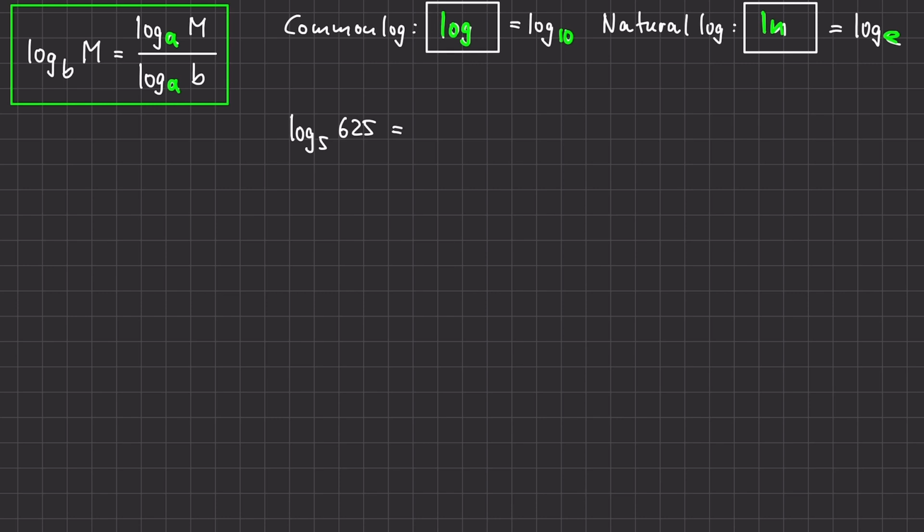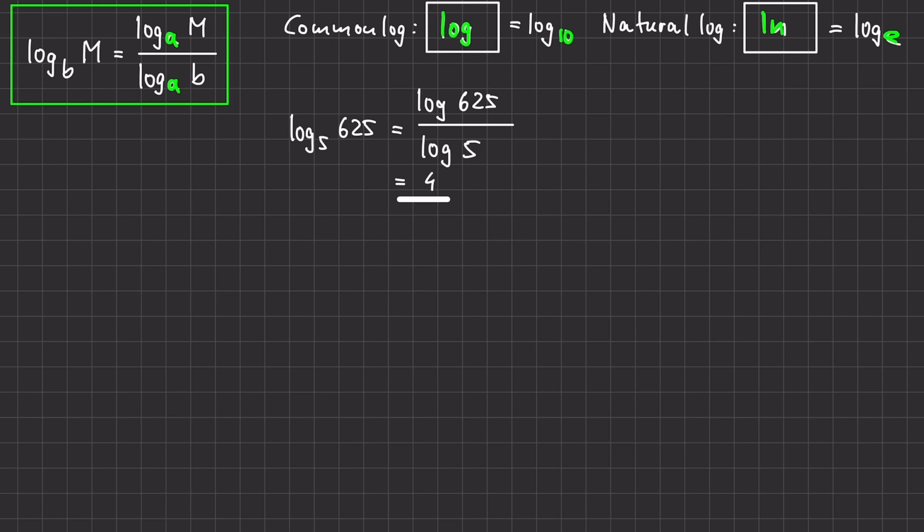So let's use the common logarithm to evaluate log base 5 of 625. This is important now. We write log base 5 of 625 as log of 625 over log of 5. Now we can easily type this into the calculator and we get 4. And we're done with this problem.